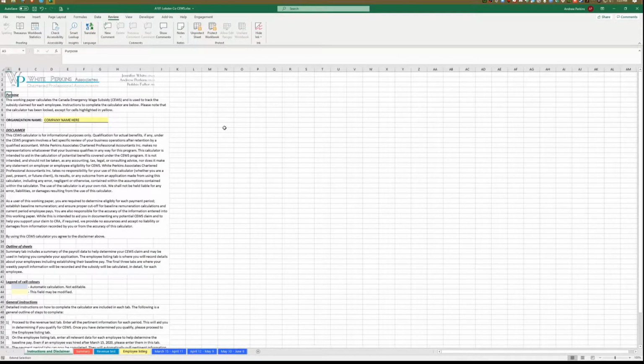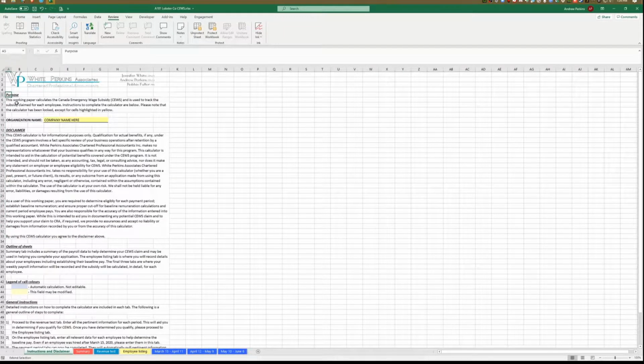So what you see here on your screen is the introduction page to our calculator. The calculator is broken up into a number of tabs. The first is some instructions and disclaimer. We've got a summary tab, a revenue test tab, which will help you determine whether or not you actually qualify for the subsidy. Employee listing, where you're going to put in some raw data about each one of your employees. And then tabs for each of the qualifying periods for the subsidy. So the very first thing you're going to need to do is enter your company name.